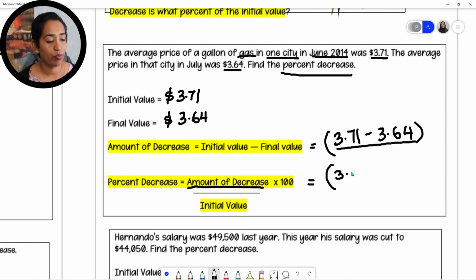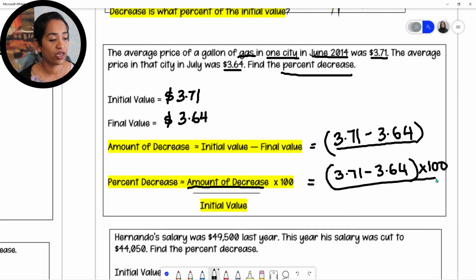So 3.71 minus 3.64. What's the formula? Times 100 divided by the initial value. What is my initial value? As you can see, my initial value is right here, 3.71. Now let's plug everything into ClassCalc at once.